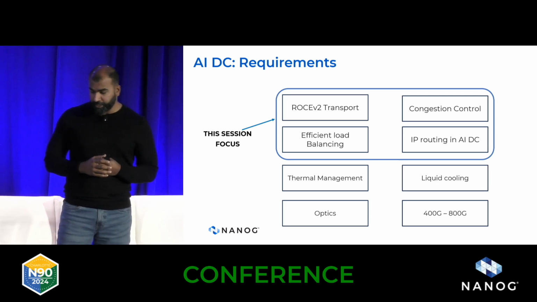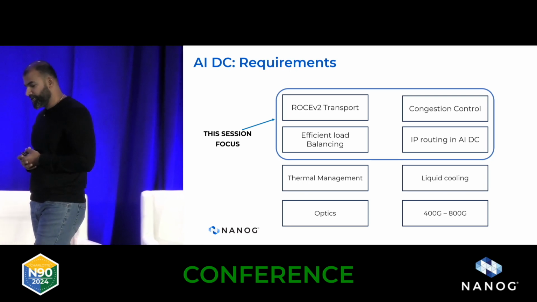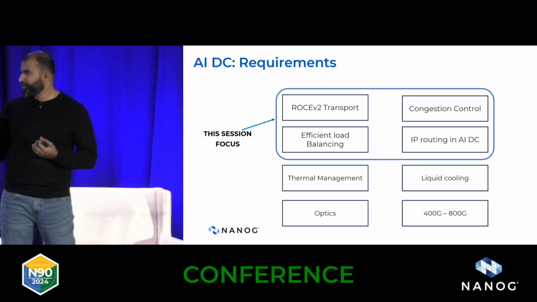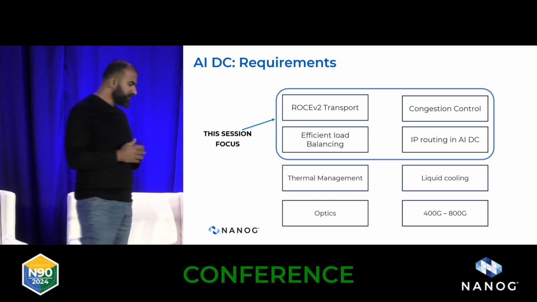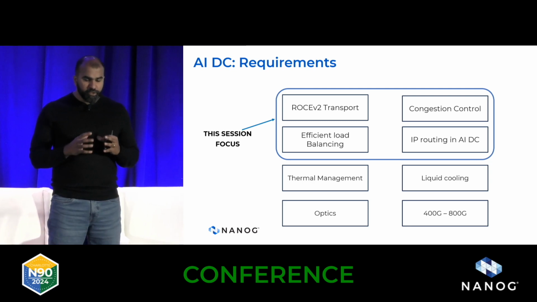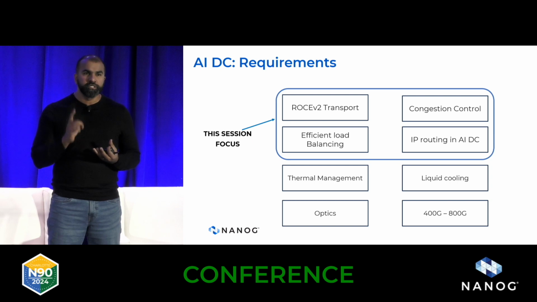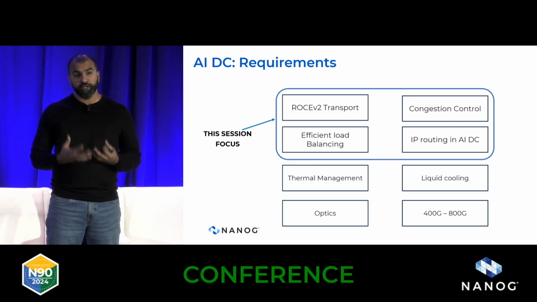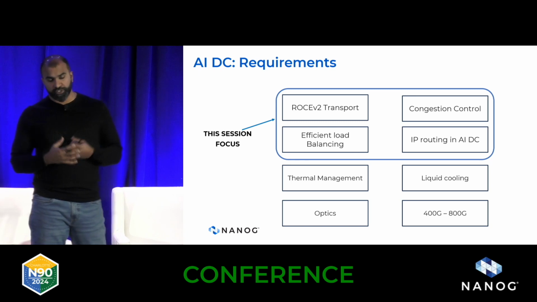The second requirement is the lossless fabric. That's what the whole session is going to be about. Next, Michal, you are going to talk about it. The lossless fabric, as I told you, is because of the very sensitive RDMA traffic. There should not be any drop. Even a single drop, you need to run the job again, the whole training model again, all the way. So you need a lossless fabric.